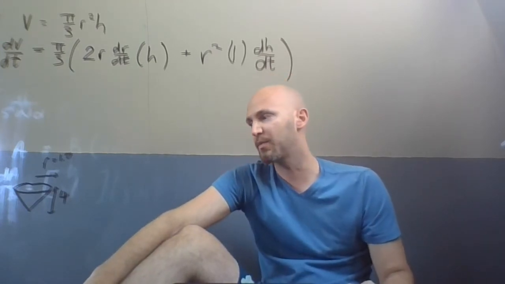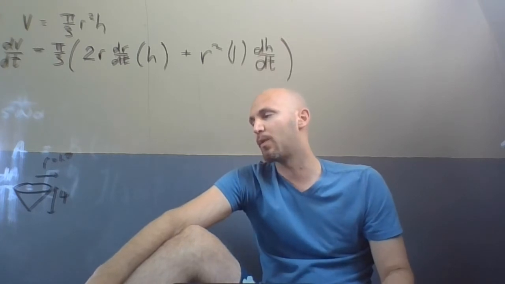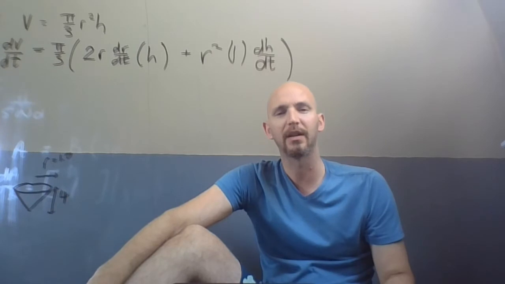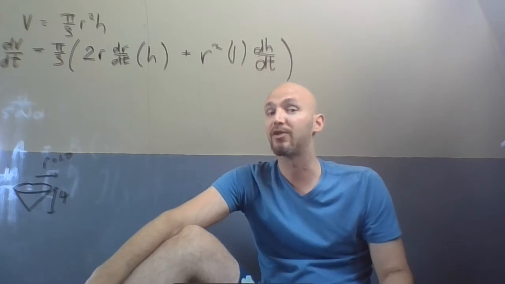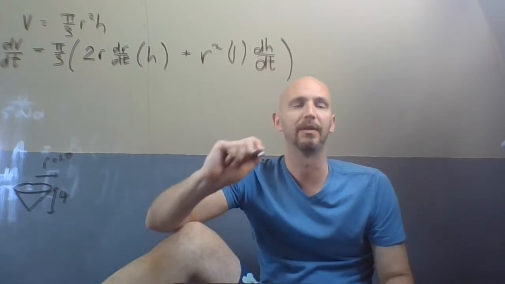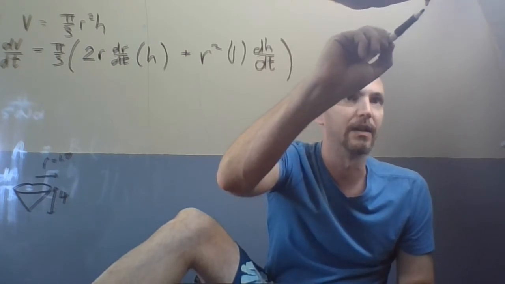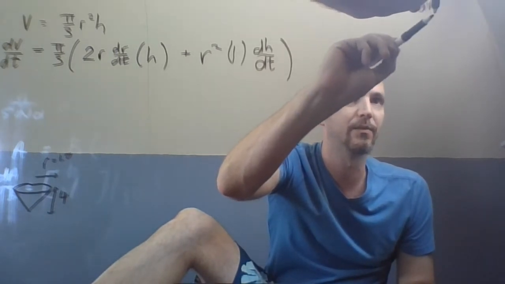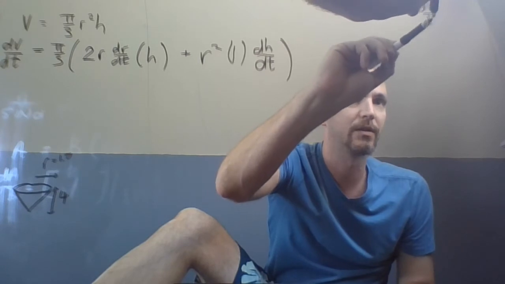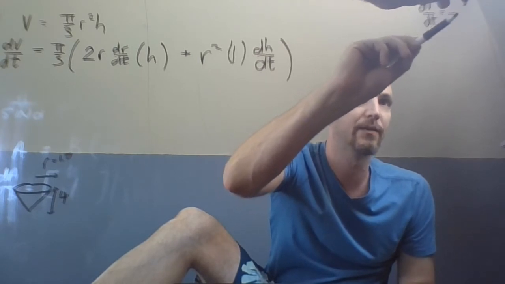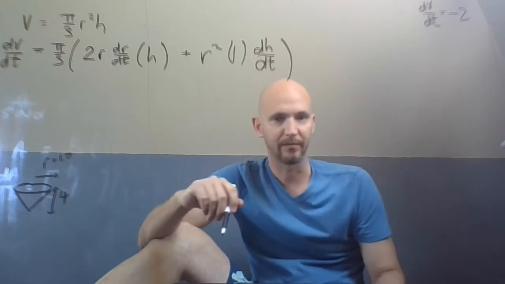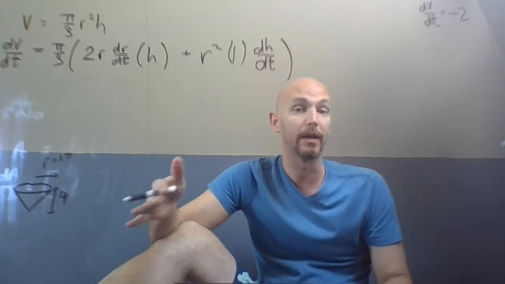Next sentence. The cup springs a leak at the bottom and loses water at the rate of 2 cubic inches per minute. 2 cubic inches per minute. That's a change in volume over time. So I'm going to record that up here, because that's probably important. Change in volume over time is -2. Negative because it's losing water, not gaining it.